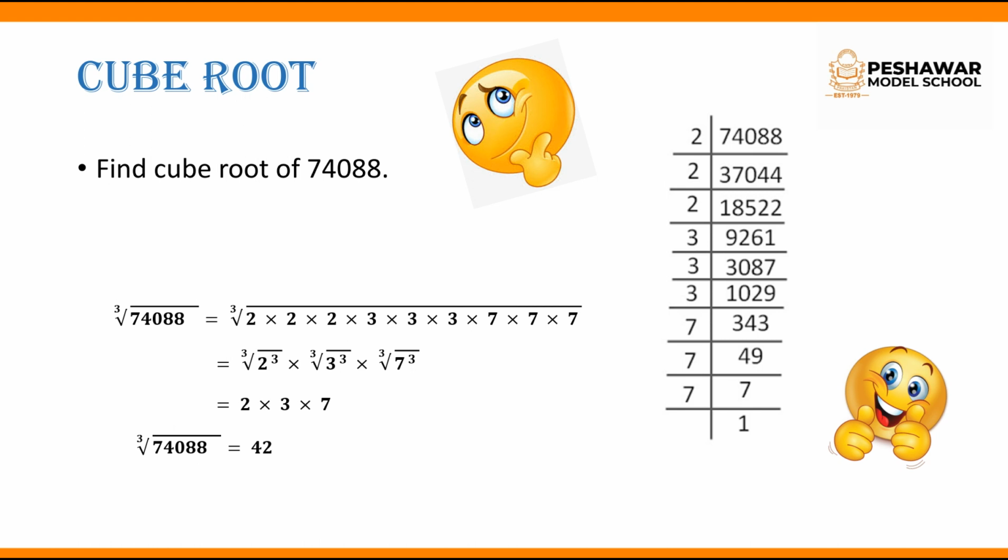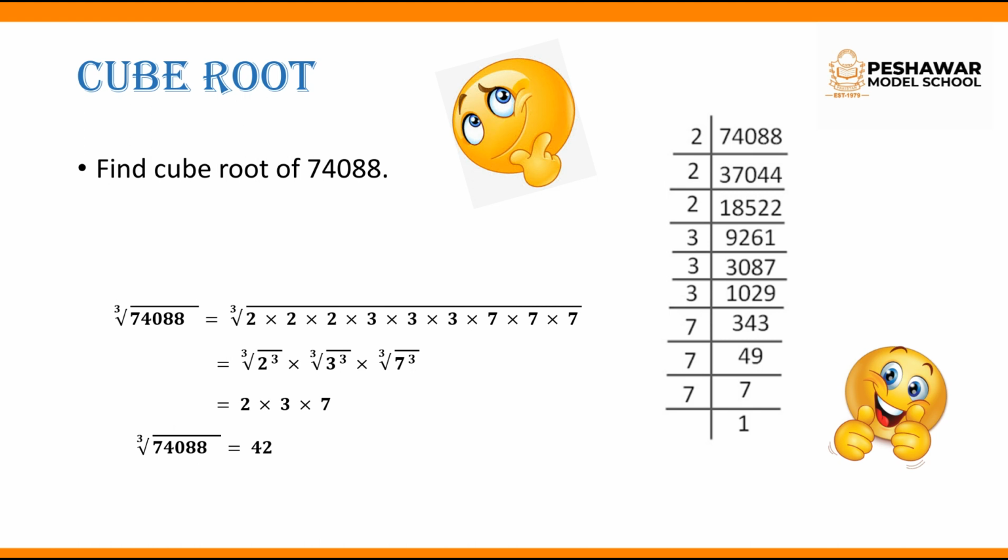74,088 is a number. So for finding the cube root, you have to use the LCM method by using prime numbers, like 2. When it is divided by 2, for the first step it gives 37,044. Again use 2, it will give 18,522. Then again use 2, it will give 9,261. Again 3, 3,087. Then again 3, 1,029. Again 3, 343. Then use 7, 49. Then again 7, 7, and 7 by 7 is 1.